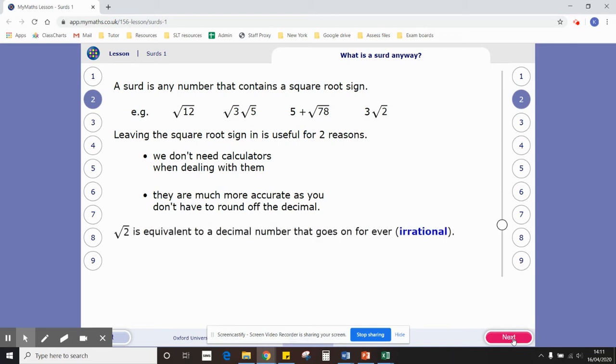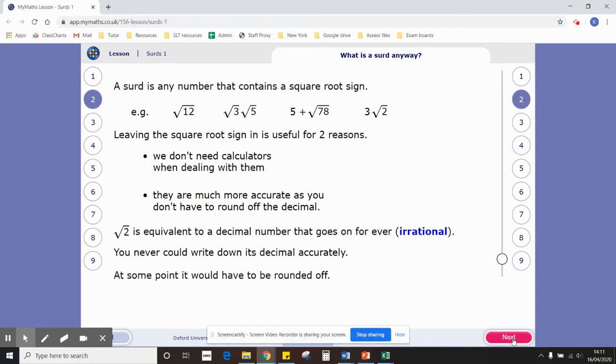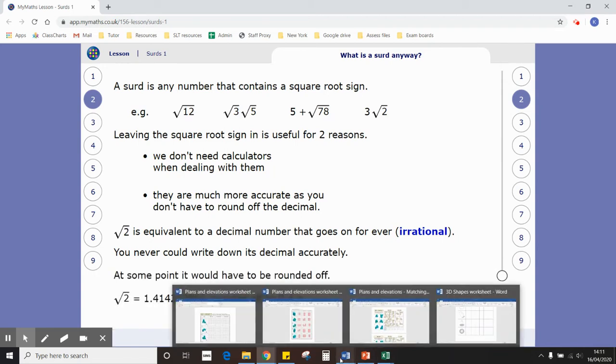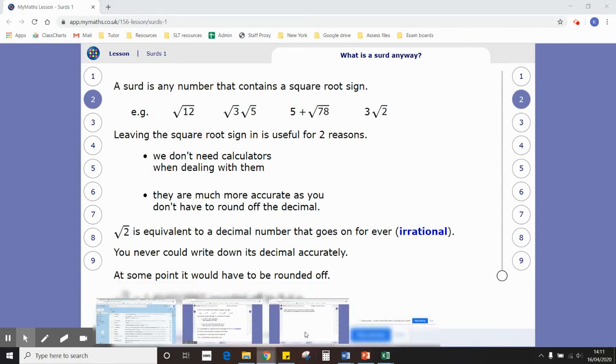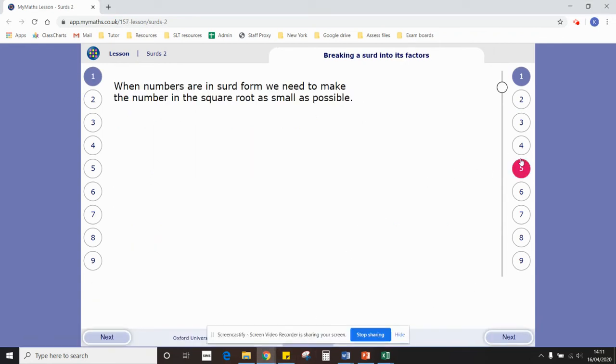So for example, root 2 is what we call an irrational number because it goes on forever. All right, so it doesn't actually terminate at any point, and we can then write it down in its exact form, which is root 2, as opposed to rounding it. Okay. Then what we need to be able to do is to simplify surds, and we do that by trying to break it down into different numbers.